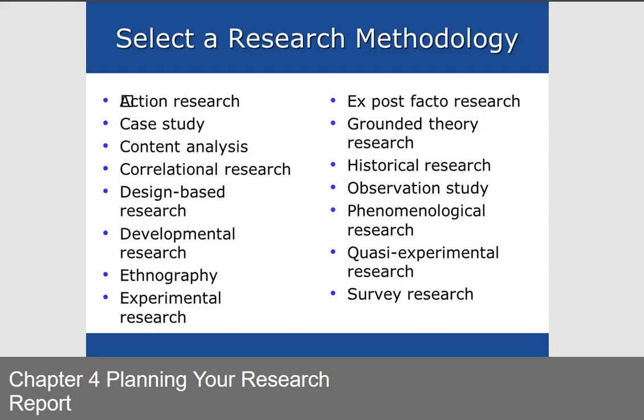So in a true experimental design, again, we're looking at establishing causation. So if I were to investigate the effectiveness of a study strategy on test scores, what I'll typically do is give one group the study strategy, the other group no study strategy, and then look at their test scores.